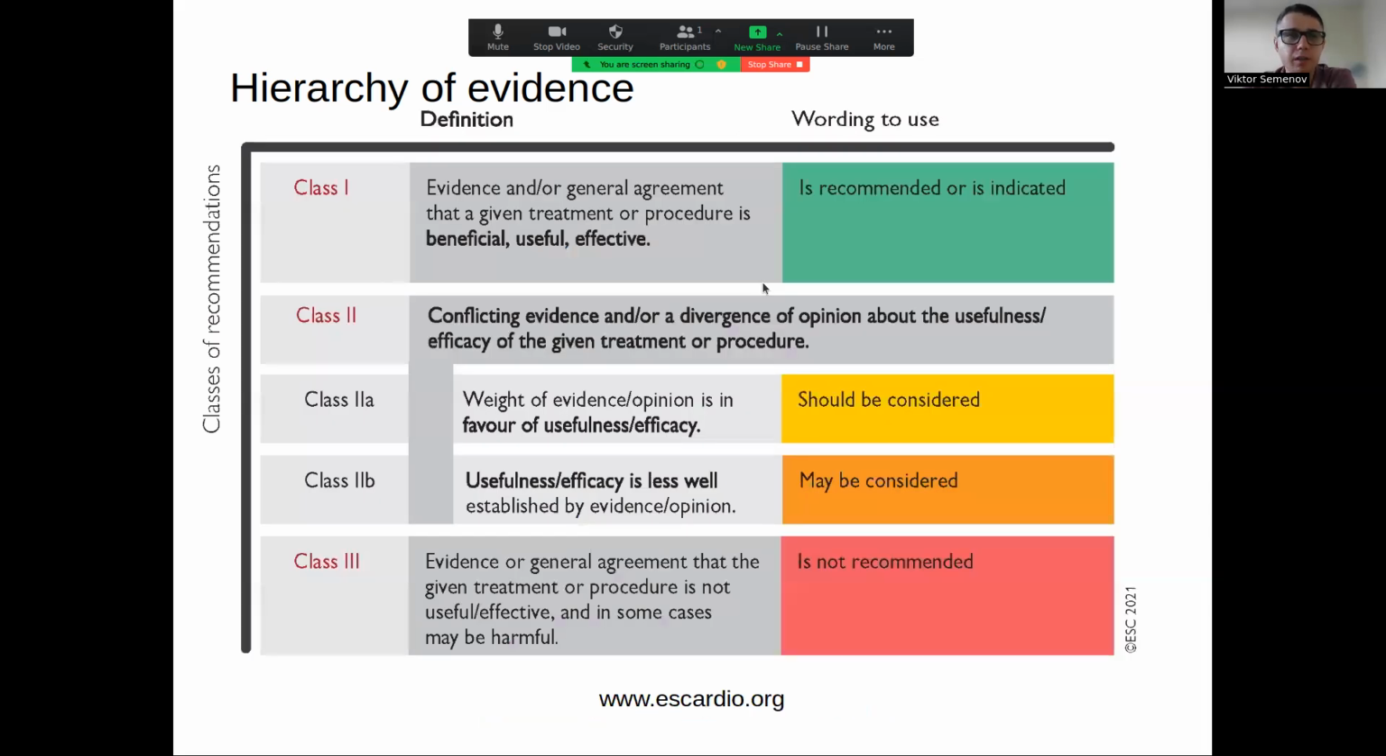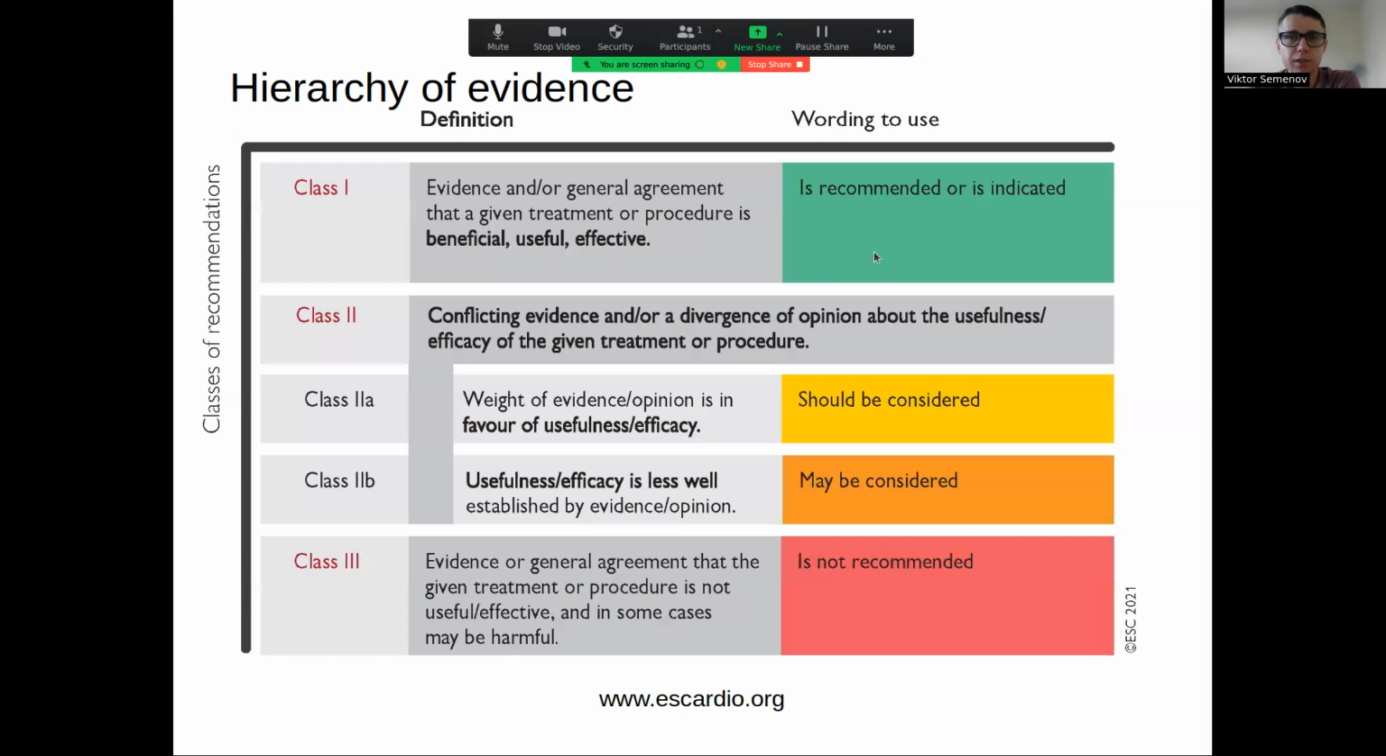Okay, sorry, not the last slide. This is how this hierarchy of evidence can be presented in the clinical guidelines. In this case, I've presented the example used by the European Society of Cardiology. Principally, it will be the same, but the general view can be different. So you can see that there are recommendations which are usually divided into classes from 1 to 3.